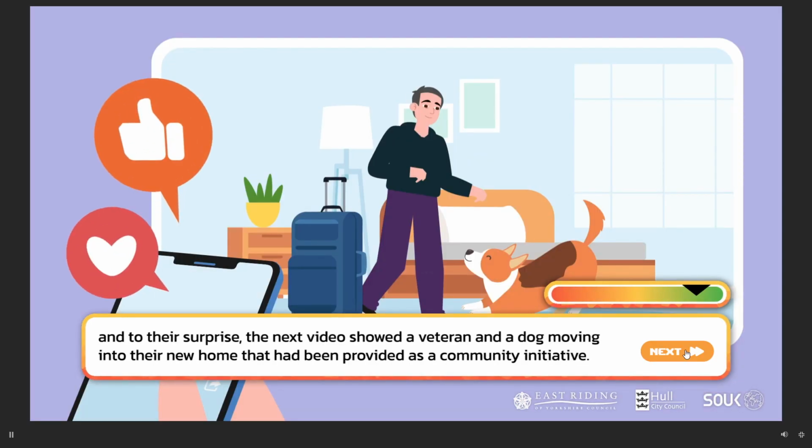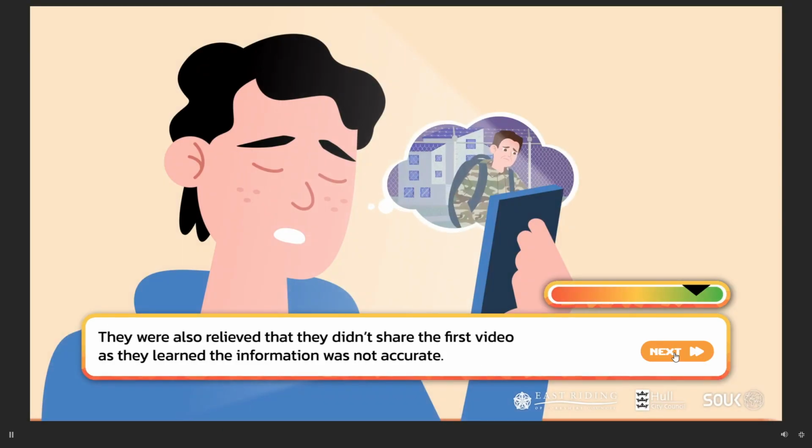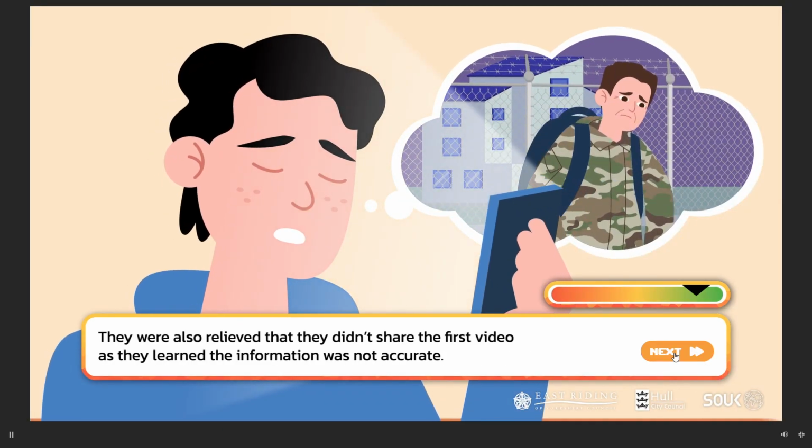And to their surprise, the next video showed a veteran and a dog moving into their new home that had been provided as a community initiative. What a twist. They were also relieved that they didn't share the first video, as they learned that the information was not accurate. This is crazy. Research to learn more? No. Just keep scrolling and you'll actually learn more. Remember, the second video is always more accurate than the first video. Yeah, I mean, they wouldn't put them in the other order. That would just be ridiculous. That's the algorithm. That'd be crazy.